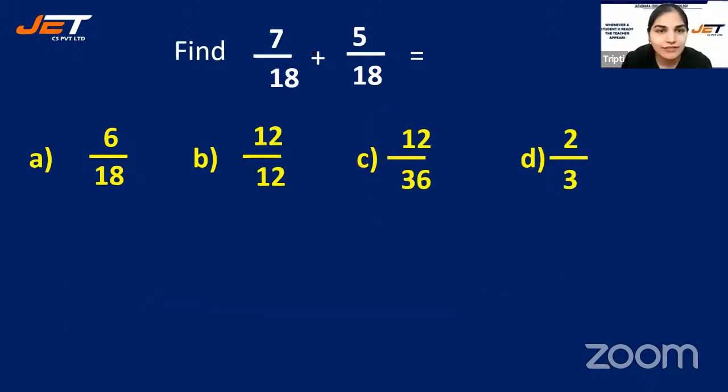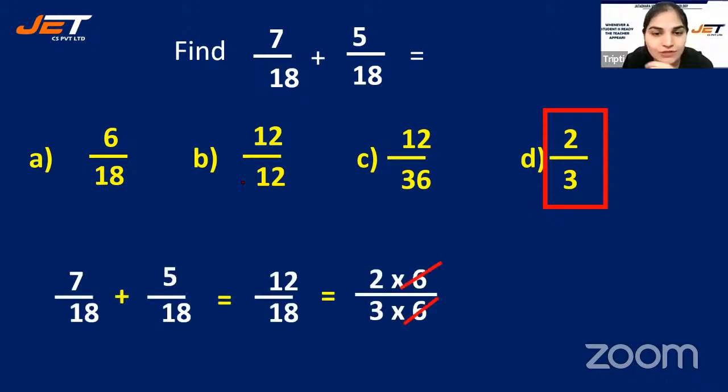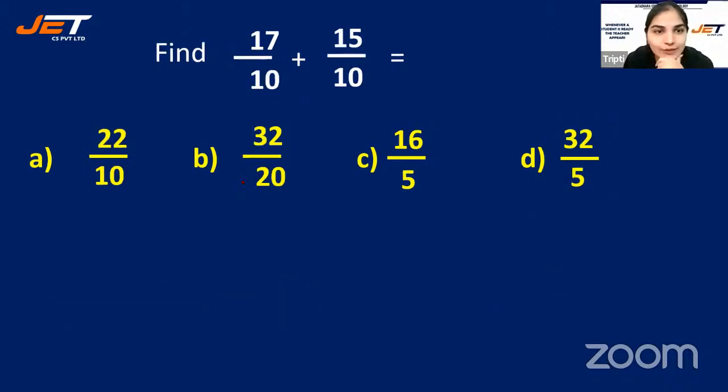Next one, 7 by 18 plus 5 by 18. So here, 7 by 18 plus 5 by 18 is 12 by 18. And we can simplify it like this, 2 times 6 and 3 times 6. So 2 by 3 is the answer. One last question, 17 by 10 and 15 by 10.